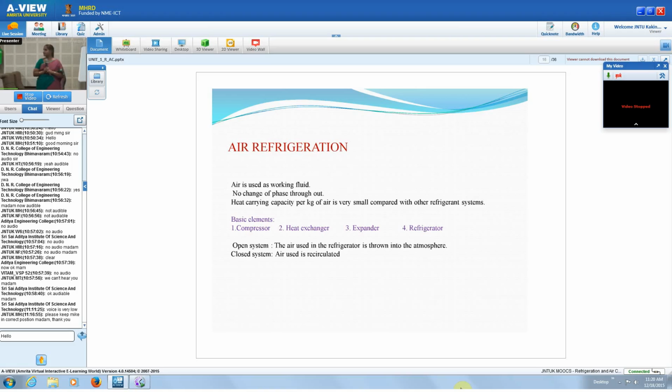In this, the basic elements required for refrigeration are a compressor, then a heat exchanger or a condenser, then an expander. The expander is the device in which expansion takes place, and then the refrigerator or the evaporator. It is again of two types: open system and closed system. In the open system, the air used is thrown into the atmosphere, whereas in the closed cycle, the same air is continuously recirculated by passing through a cooler.